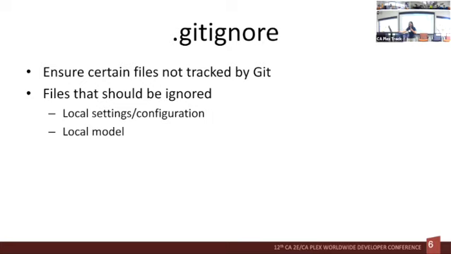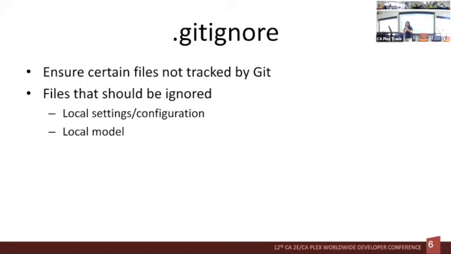Now, there are some files that you don't want to keep track of in the Git. For example, local settings or configurations or local models. In our case, a lot of these Plex developers would have local models. So we just want to check in group models. That is our single source of truth. Local model would be different for every developer. We don't want to check that in.